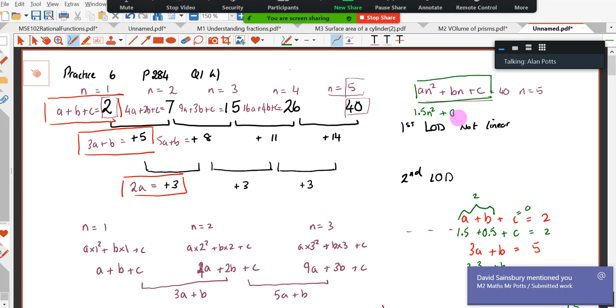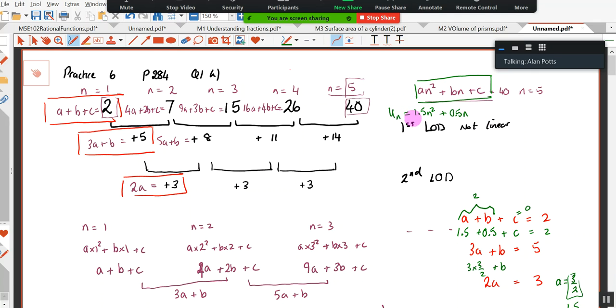So then I can say up here, this formula for the quadratic has got to be 1.5n squared plus 0.5n plus nothing. Okay, and that's it. So un equals that, and that's the formula. And that's doing it the algebraic way. All right. Sound all right?